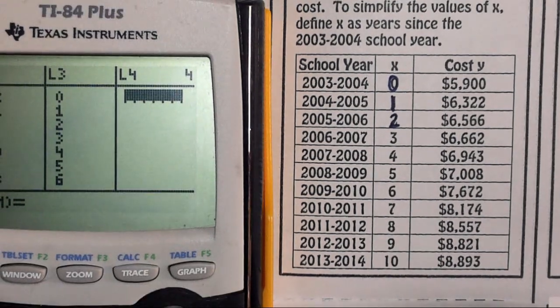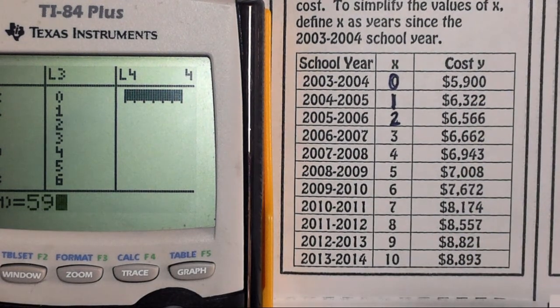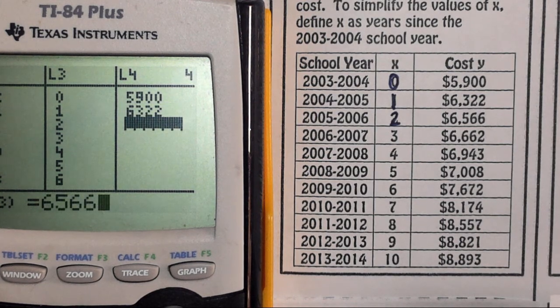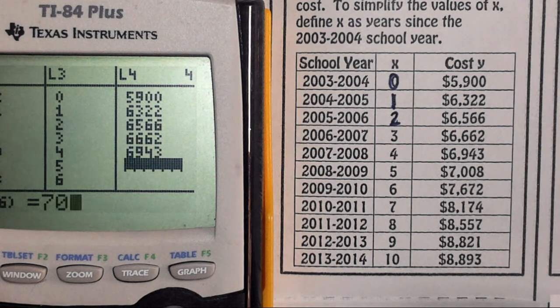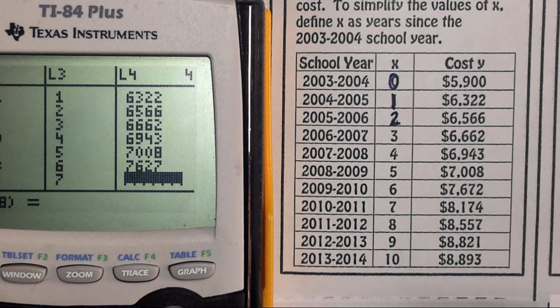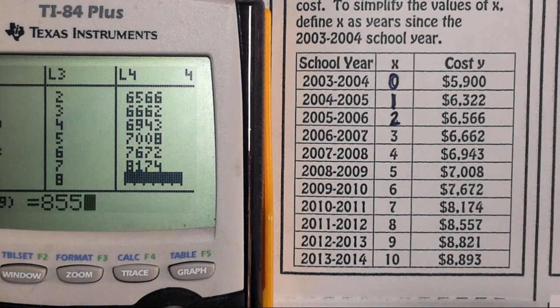Okay, and then in L4, I can actually type in those numbers of the monetary values. So 5,900, 6,322, 6,566, 6,662, 6,943, 7,008, 7,627. I did that wrong. 7,672, 8,174, 8,557.